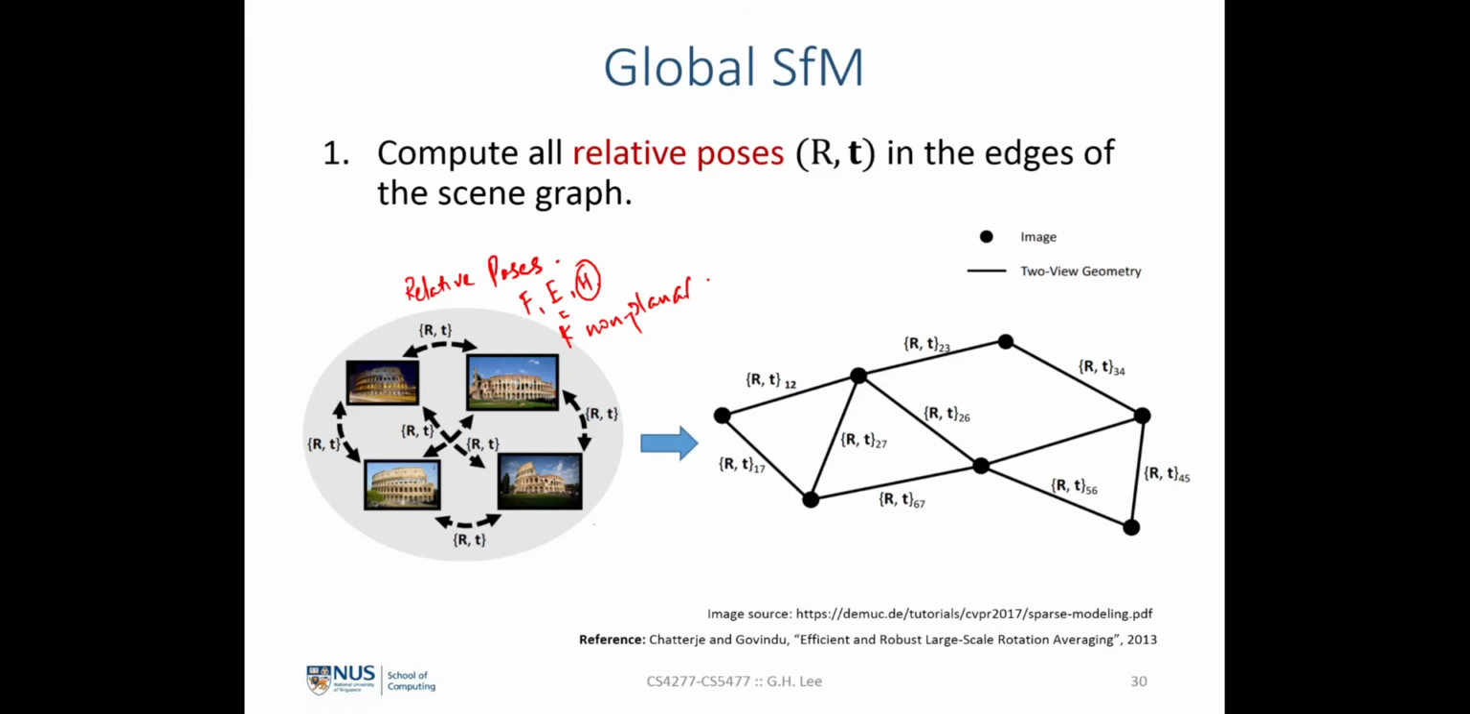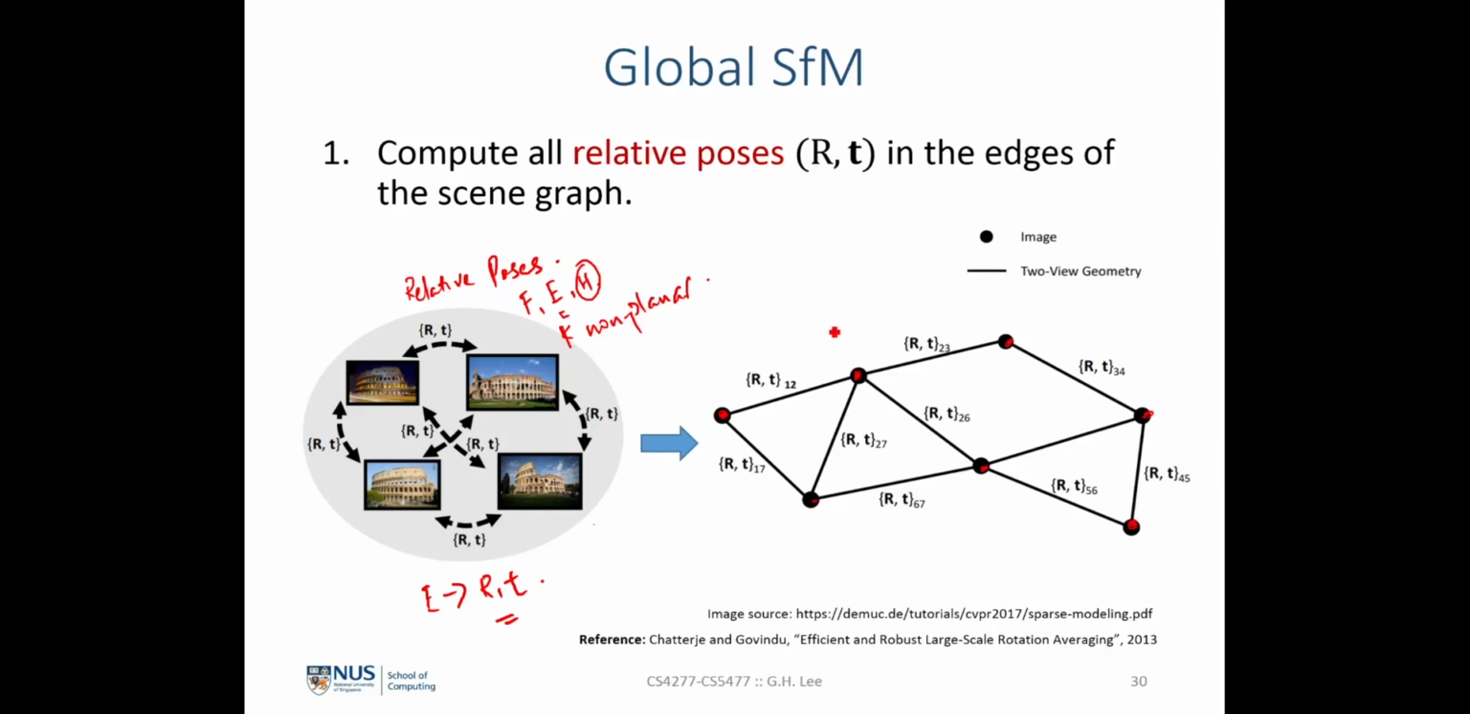So once we have computed all the relative transformations, which we can decompose from the essential matrix, the essential matrix will give us R and T. So for every one of these pairs of images in the scene graph, we can compute the relative transformation from the essential matrix to obtain this particular graph over here, where each one of the nodes represents a camera location. So there is an absolute location at each one of the points here.